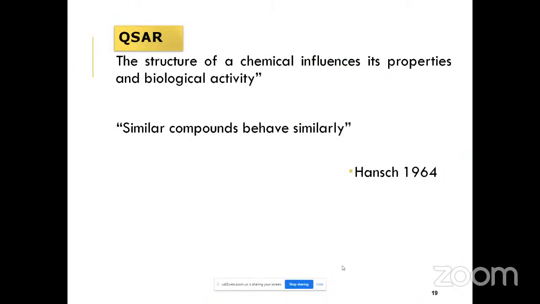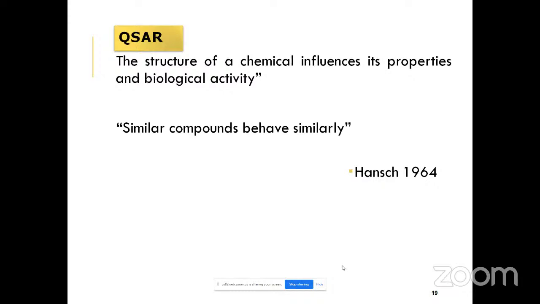Now, let's begin with the second part of my discussion, that is the tools which are commonly used. The first tool is QSAR. Normally, when you define QSAR, everybody knows that this is the pioneering work of Sir Crowning Hansch. Hansch defined QSAR with the help of a simple one-line statement: the structure of a chemical influences its properties and its biological activity. It means the structure of a chemical influences its properties and ultimately the biological activity.